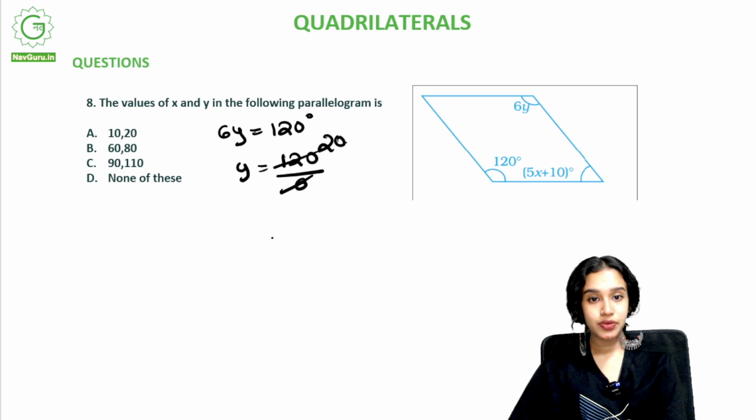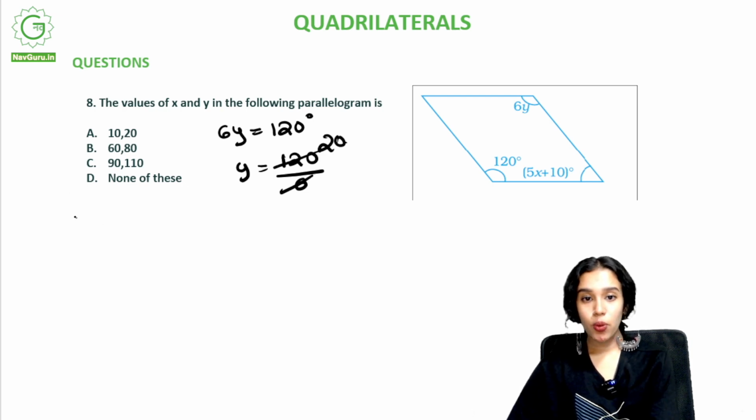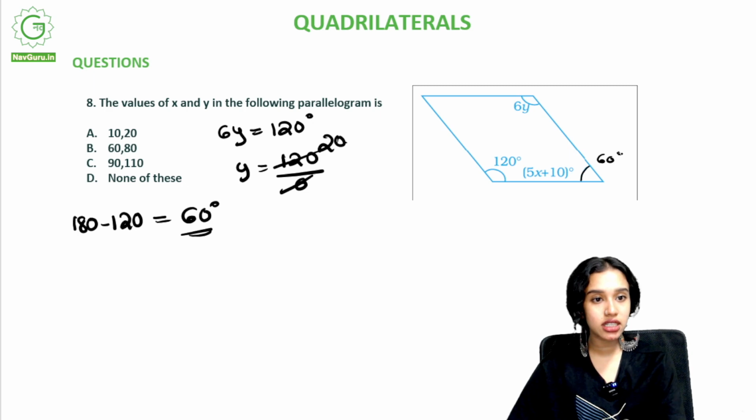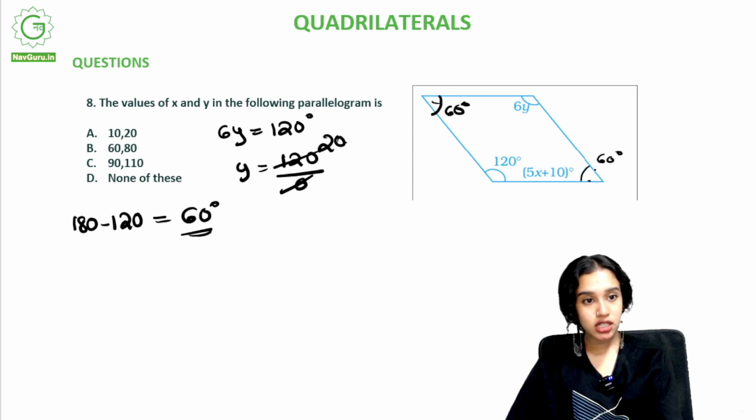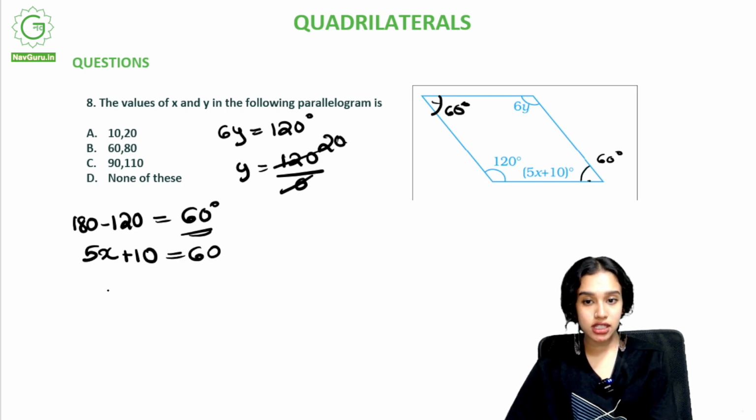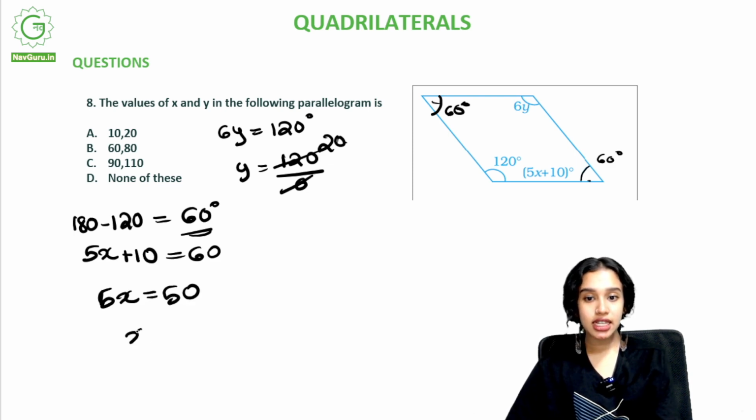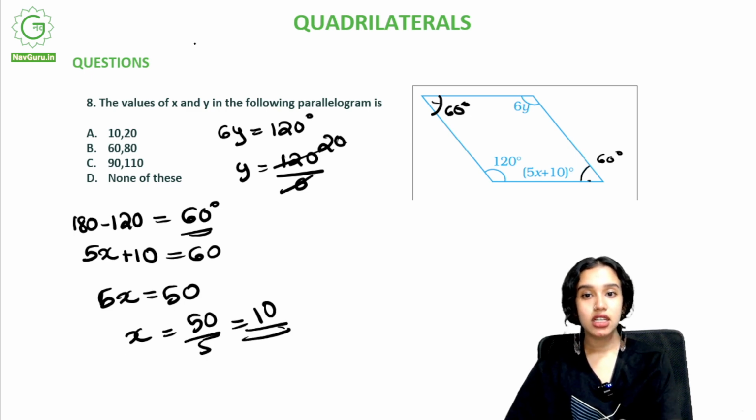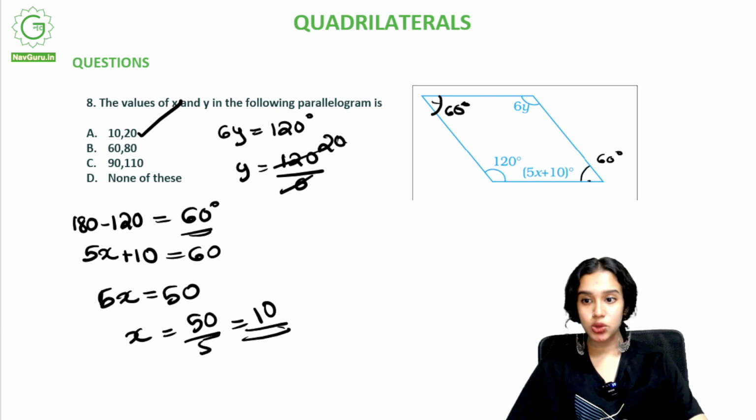Then what should be this? This angle should be equal to 180 minus 120, which is equal to 60 degrees, right? So this angle should be equal to 60 degrees, because if this is 120, this should be 60 because it's a linear pair and the angle opposite to that should be same. So this is equal to 60 degrees. We got that 5x plus 10 should be equal to 60 degrees. So 5x should be 60 minus 10 is 50 and x should be equal to 50 by 5, which is equal to 10, right? So the answer for these questions are 10 and 20.